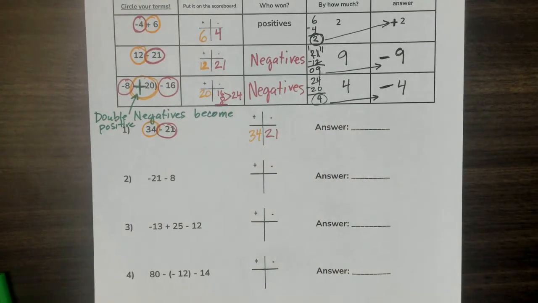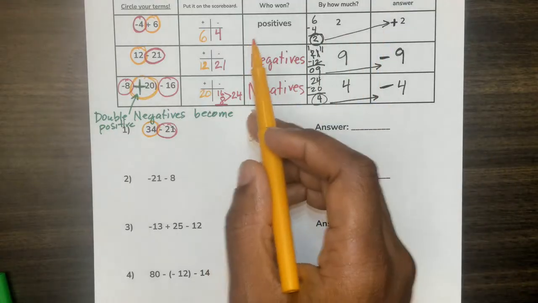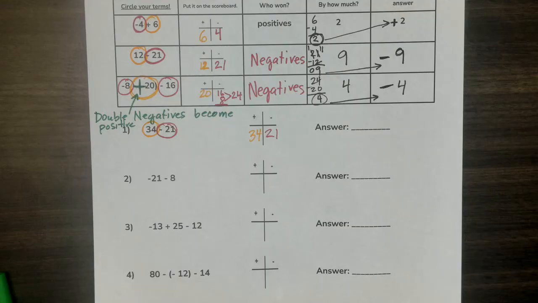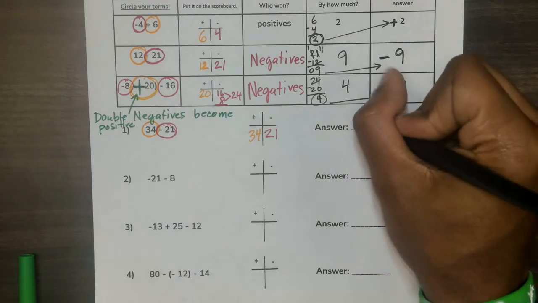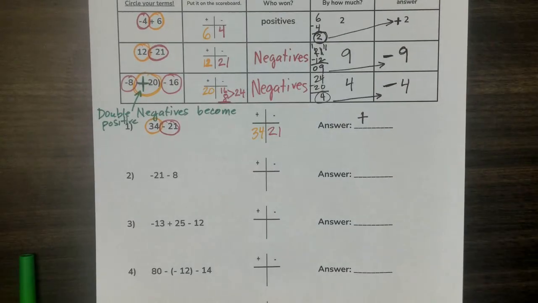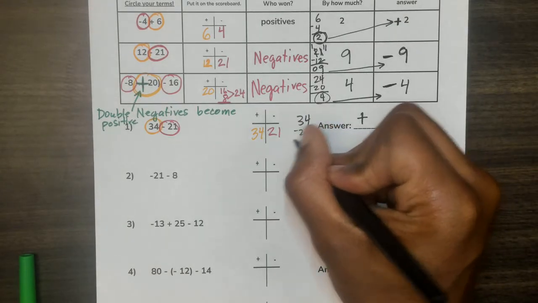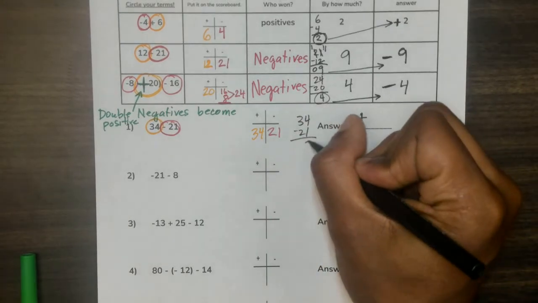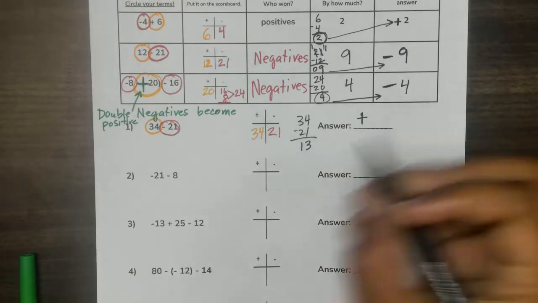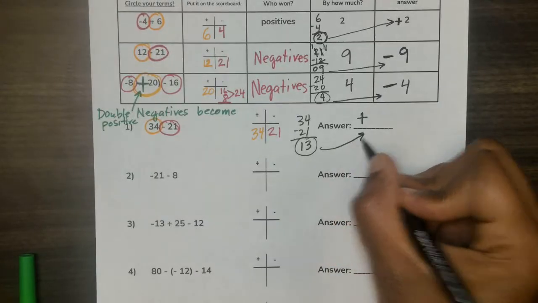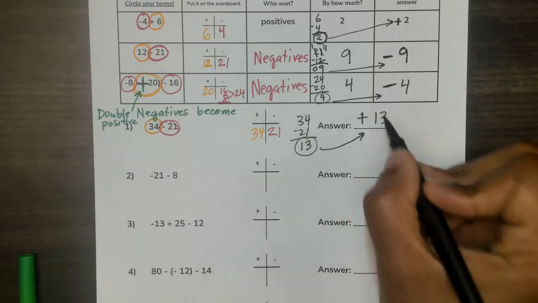And then we can ask ourselves the same questions up top. Who won? By how much? And then get our answer. All right, so who won? Well, the positive team won. So I'm just going to put a plus here. How many points did they win by? Well, let's do a little bit of math. 34 minus 21. 4 minus 1 is 3. 3 minus 2 is 1. So they won by 13 points. So our answer is a positive 13.